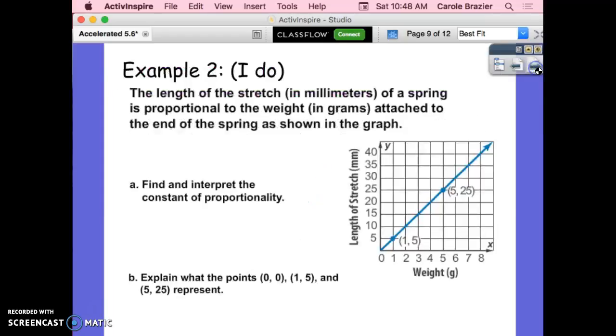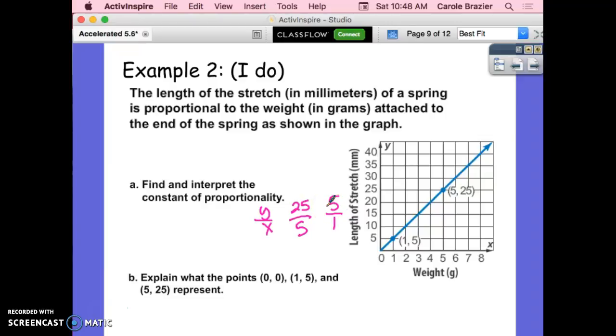All right? So looking at this one, that's exactly what we're going to do. We're going to determine the constant of proportionality. So I know I have to do y over x. So if I'm doing y over x, I have to take one of my lengths of the stretch over my weight. They only give me 2, okay? I can do both if I need. So I'm going to do 25 over 5, and that reduces to 5 over 1, which is my other point. So 5 over 1 is the constant rate of proportionality, and that is my unit rate because it's over 1.